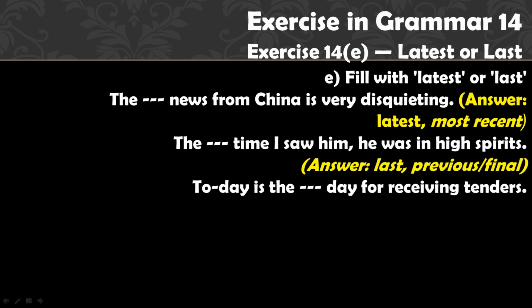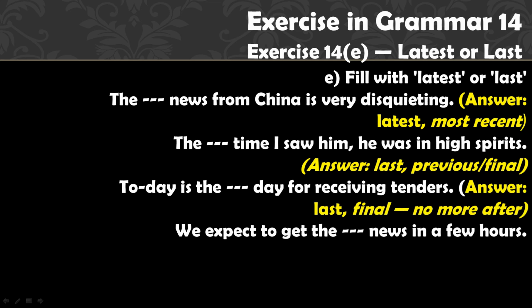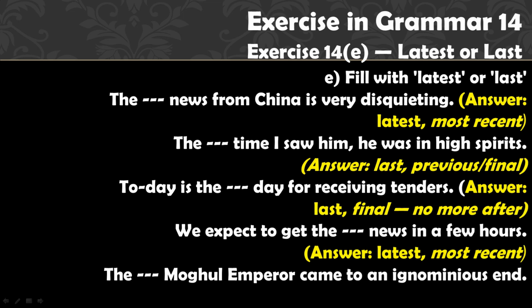Then sentence 3. Today is the dash day for receiving tenders. What will be the answer? The answer is last, because it means the final day. After today, no tenders will be accepted. So the sentence becomes, today is the last day for receiving tenders. Clear? Now sentence 4. We expect to get the dash news in a few hours. The answer is latest, because it means the newest update. So the sentence becomes, we expect to get the latest news in a few hours.